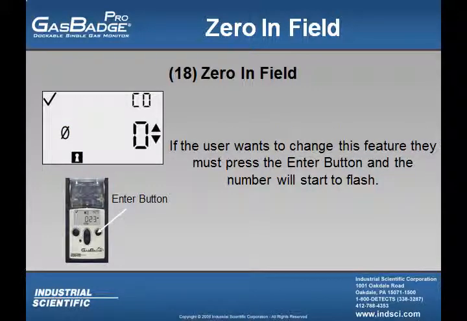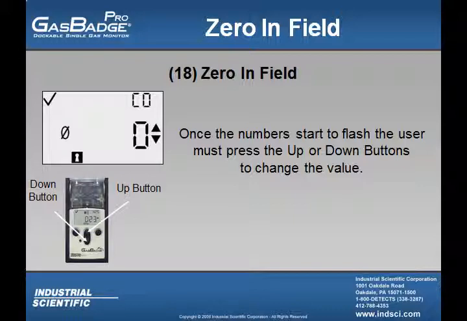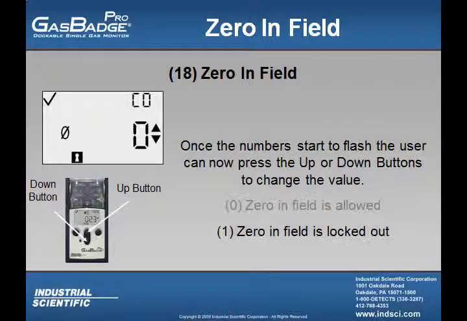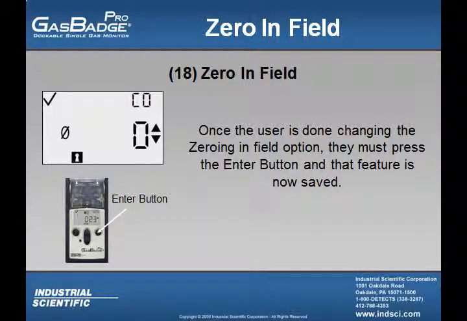If the user wants to change this feature, they must press the enter button and the number will begin to flash. With the number flashing, the user can now press either the up or down buttons to change this value. A 0 means the zeroing in field option is allowed. A 1 means the zeroing in field option is locked out. Once the user is done changing the zeroing in field option, they can now press the enter button and that setting is saved.